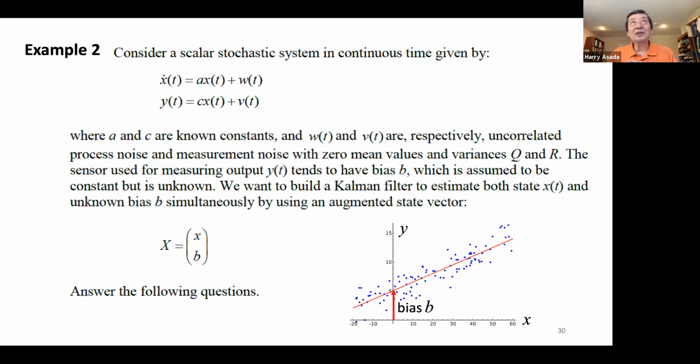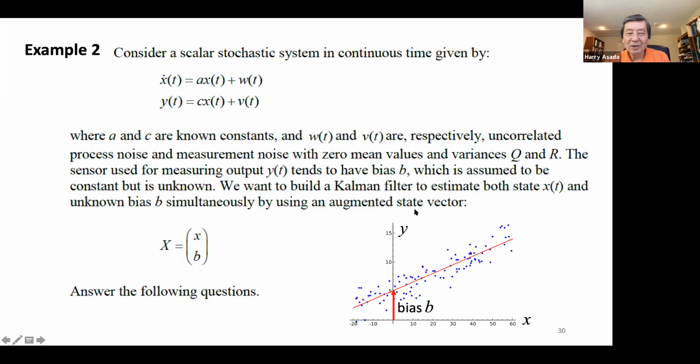For example, with strain gauge sensors, the strain is very much dependent on the temperature and so forth, so sometimes it is very difficult. So some bias is involved. The measurement includes some unknown bias, which is assumed to be constant, but unknown. What we'd like to do is build the Kalman filter to estimate both the state variable x_t and the unknown bias b simultaneously, by using an augmented state vector.